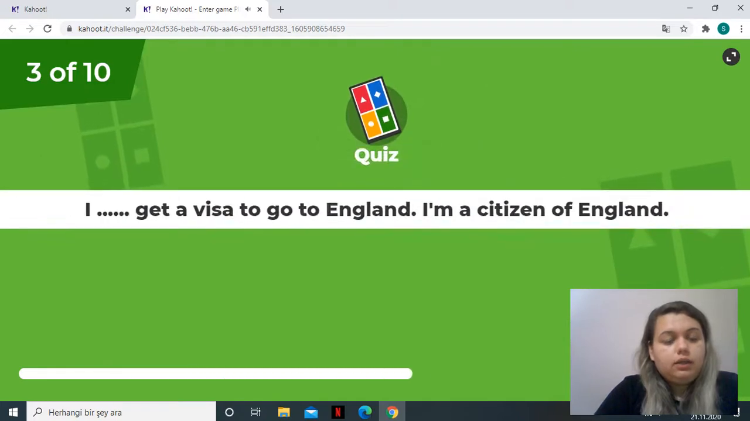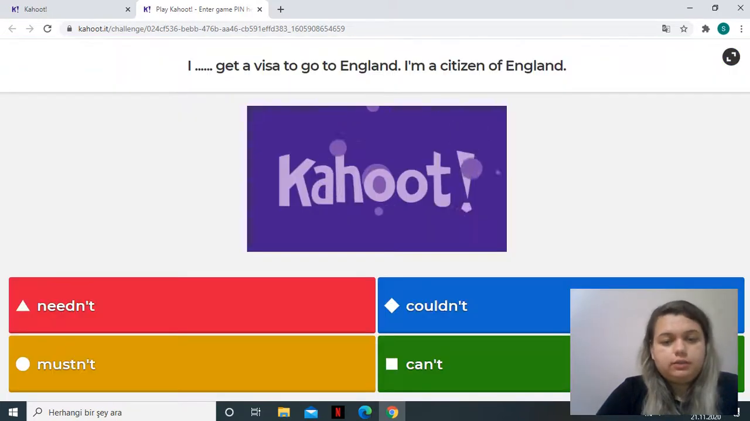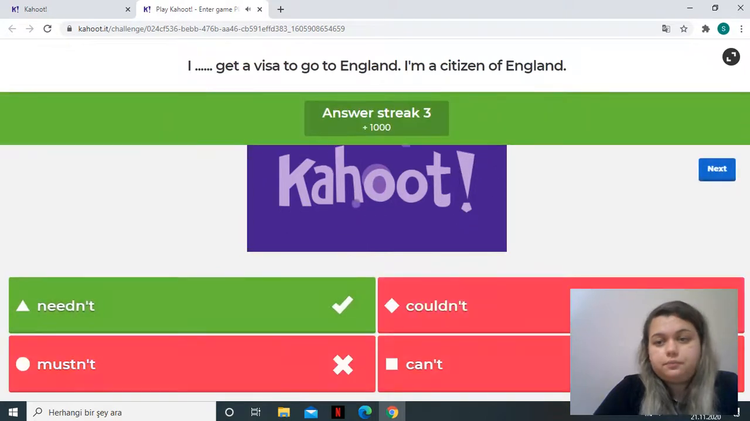Third question. I blank get a visa to go to England. I am a citizen of England. If I am a citizen of England, I needn't get a visa because I am already a citizen of England. So we cannot use couldn't here. We cannot use can't here. There is no ability in this sentence. We cannot use mustn't because it's not an obligation. So the right answer is needn't.